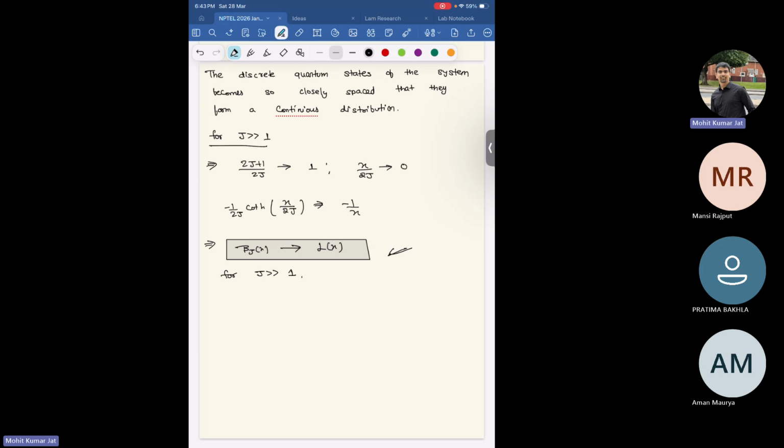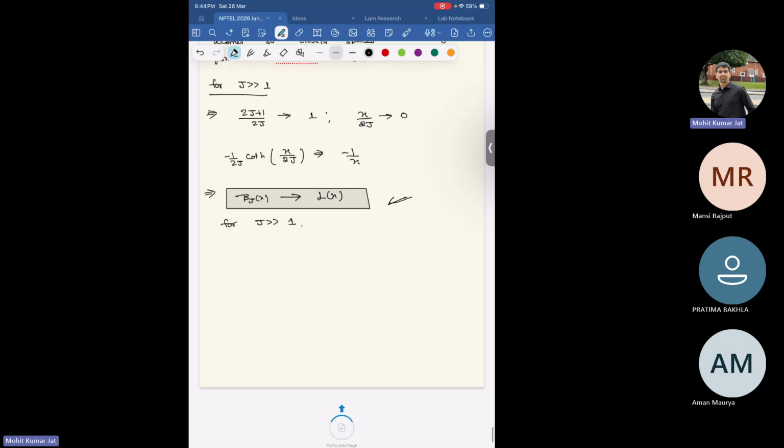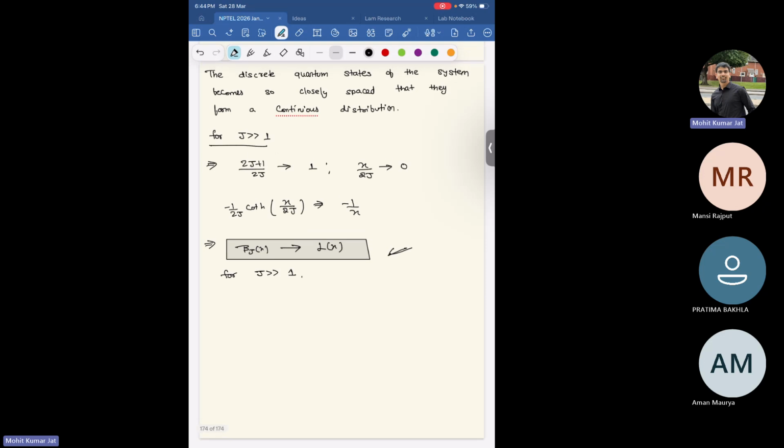If there is any question on this one, you can ask in the comment section. I'll address that one. And if no question is there, then we'll move on to the next problem, which is again based on the magnetization thing, which comes from the transcendental equation.